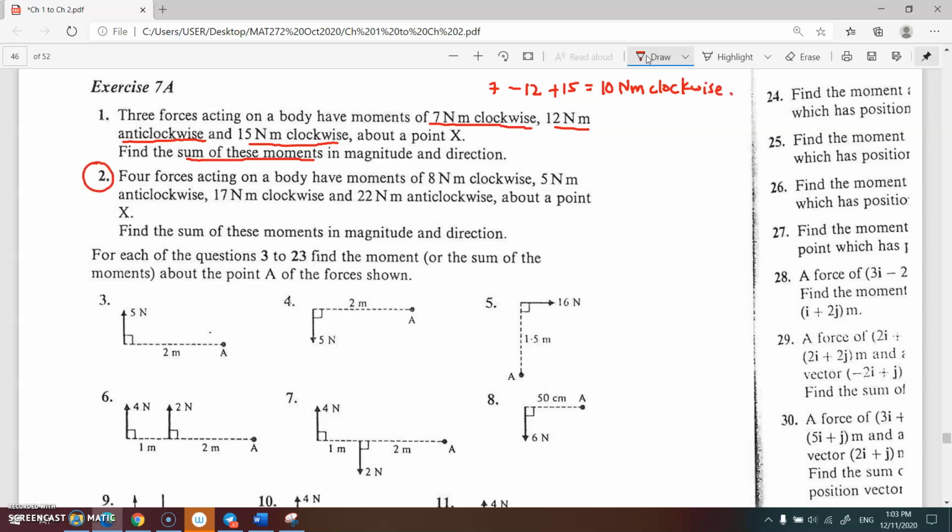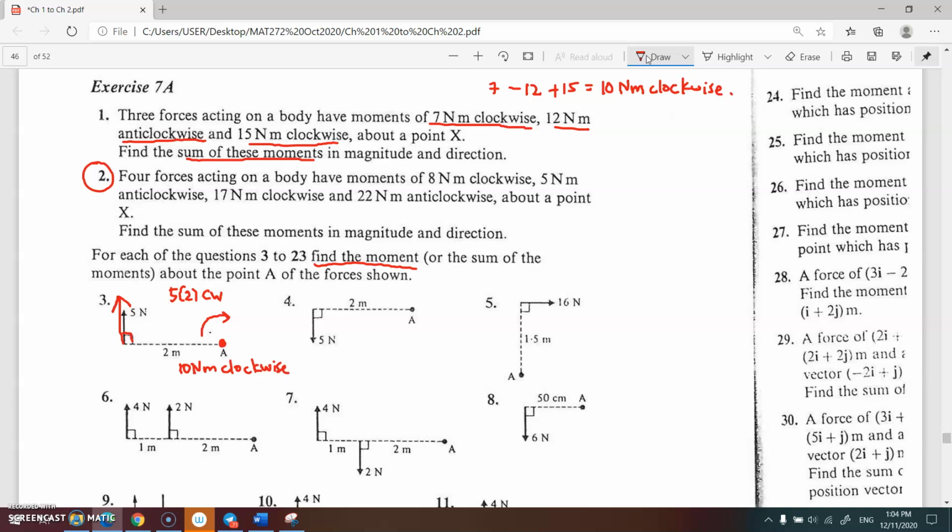Okay, you try by yourself here. Question number 2. Okay, question number 3. Find the moment, or the sum of moments, if you have more than one, about the point A. So the force would be 5. The distance is perpendicular, so this one straight away you get 2. And if you pull it up here, the rotation would be clockwise. So the answer is 10 Newton meter clockwise.